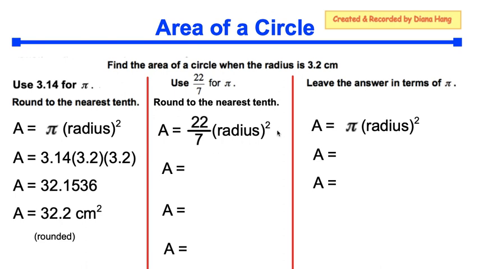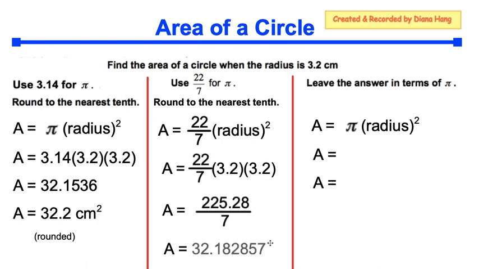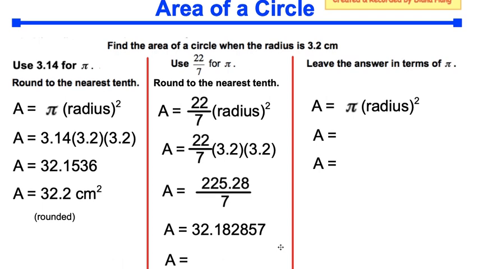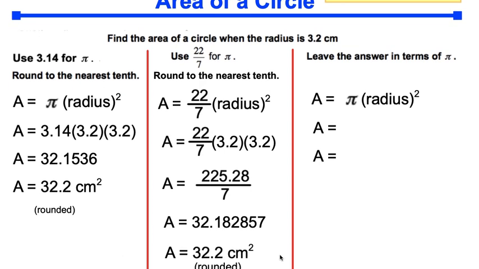The next value of pi we'll be using is the fraction 22 sevenths. Replace your values, grab a calculator, make sure you round to the nearest tenth. Also 32.2 centimeters squared. Last but not least, we're going to leave our answer in terms of pi.